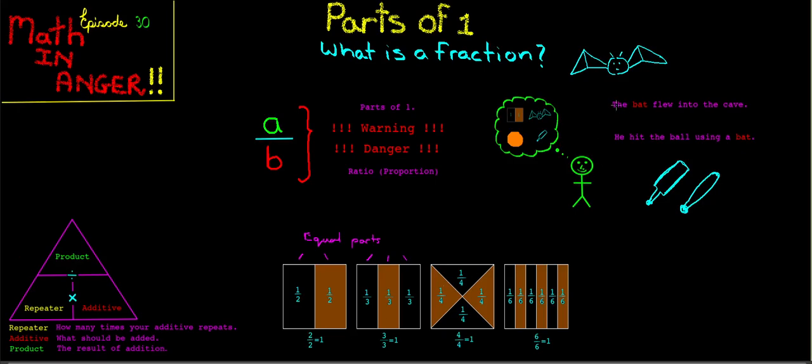Take a look at what happens when I say this sentence for you. The bat flew into the cave. When I say that sentence, you are thinking about something like that. This sentence over here, he hit the ball using a bat. When I say that, you are thinking about something like this. Depending on which country you are in, you might think about a baseball bat or a cricket bat.